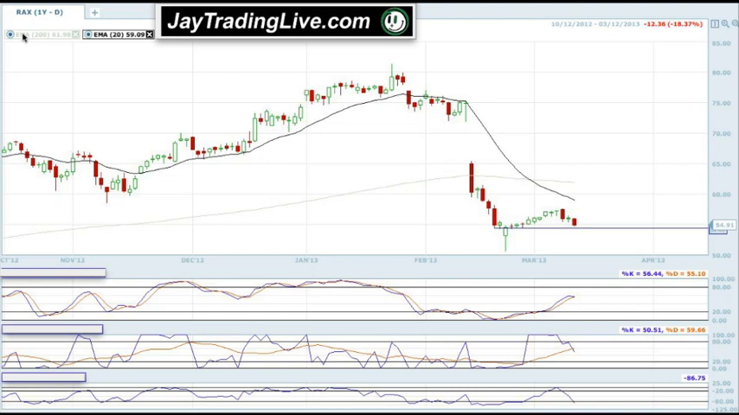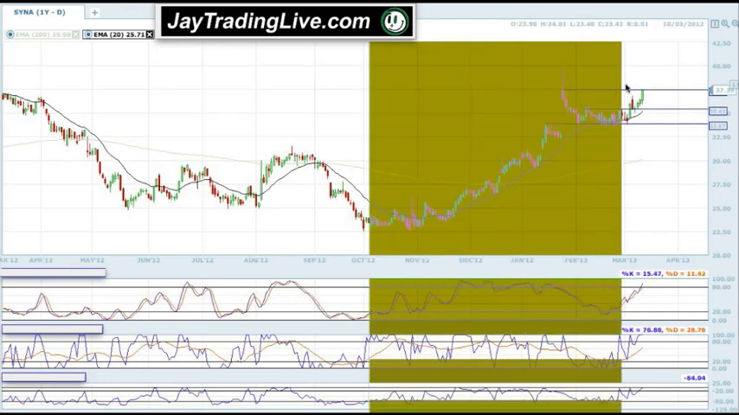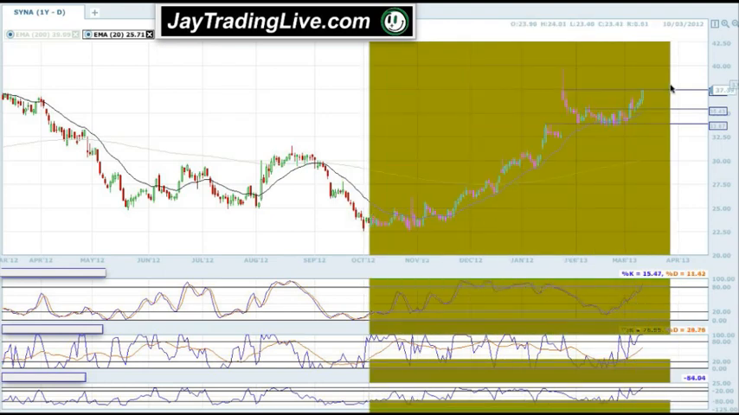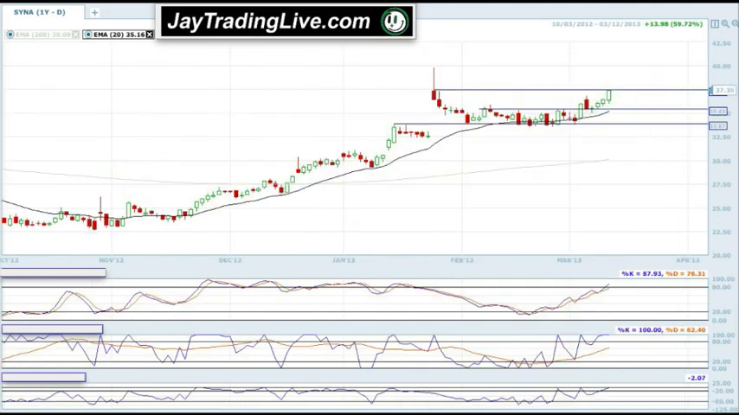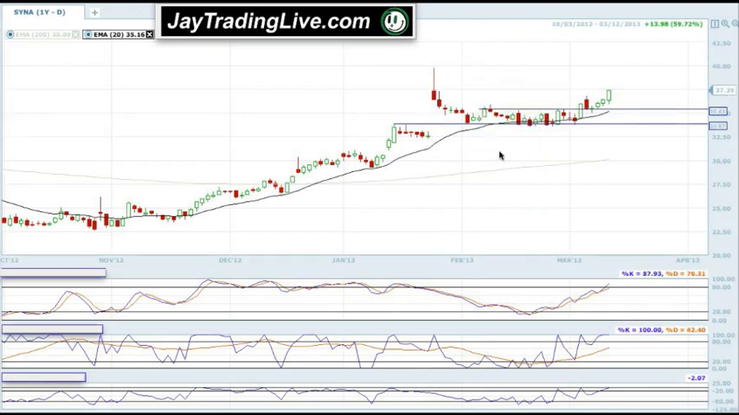Here's a trade on Synaptics that we took several days ago, and I'll show you what we did. And look at that, man! It is up $1 today. That is awesome. Okay, so I'm just going to take this line off because I didn't have this line there before.